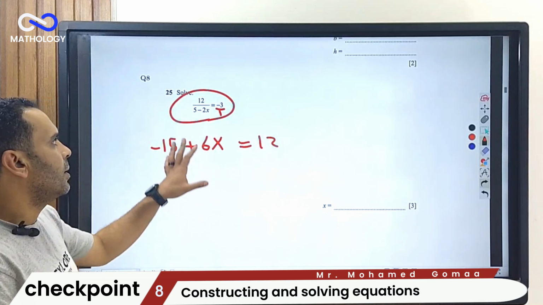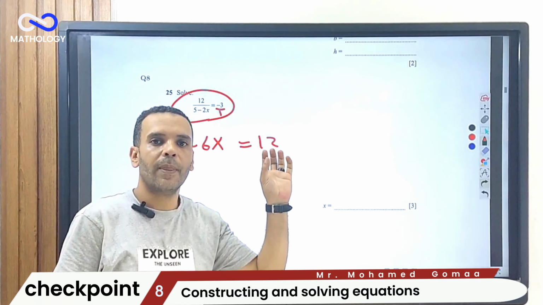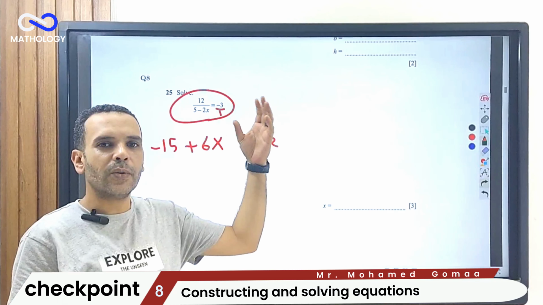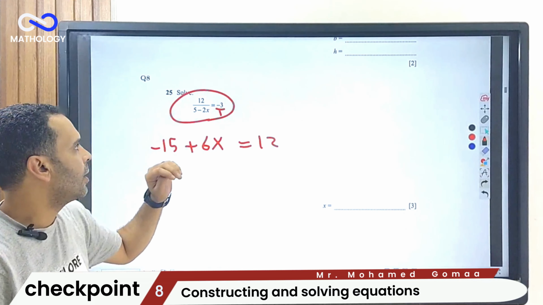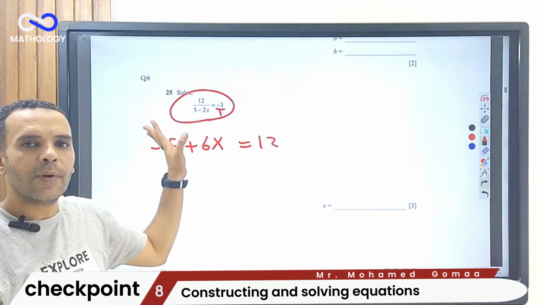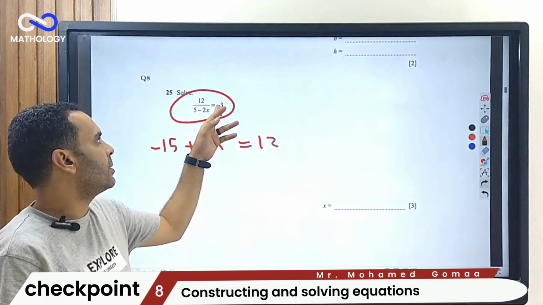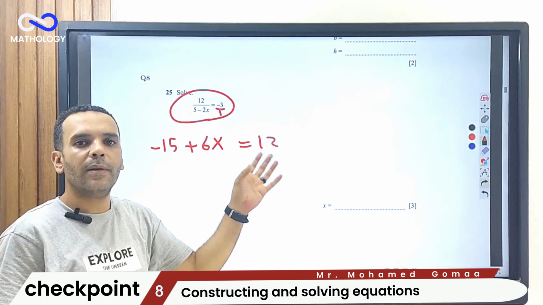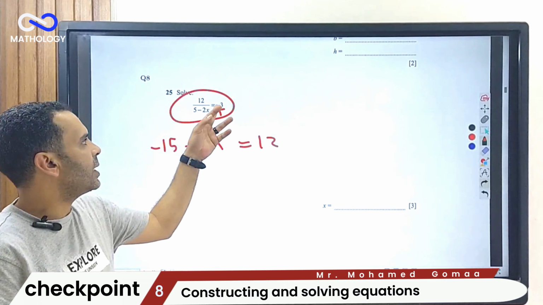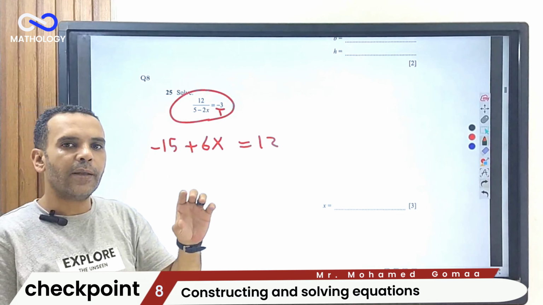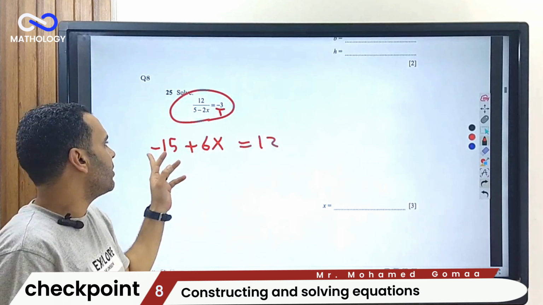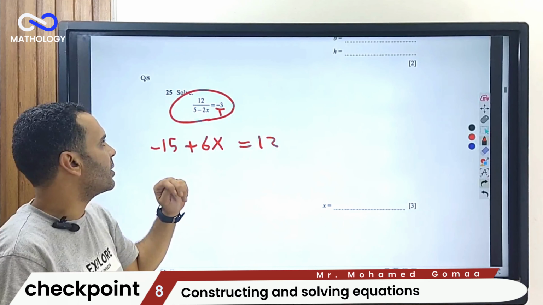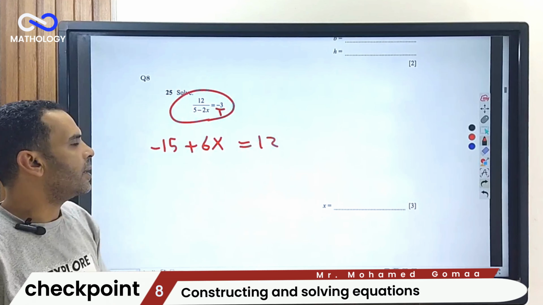Focus your mind. Again, when we see a fraction equals another fraction or equals a whole number like this one, you have to make cross multiplying, which means multiply negative 3 by this expression. When we multiply negative 3 by an expression, we have to multiply negative 3 by each term in the expression. Negative 3 multiplied 5 equals negative 15. Negative 3 multiplied negative 2x equals positive 6x. And 12 multiplied 1 equals 12.